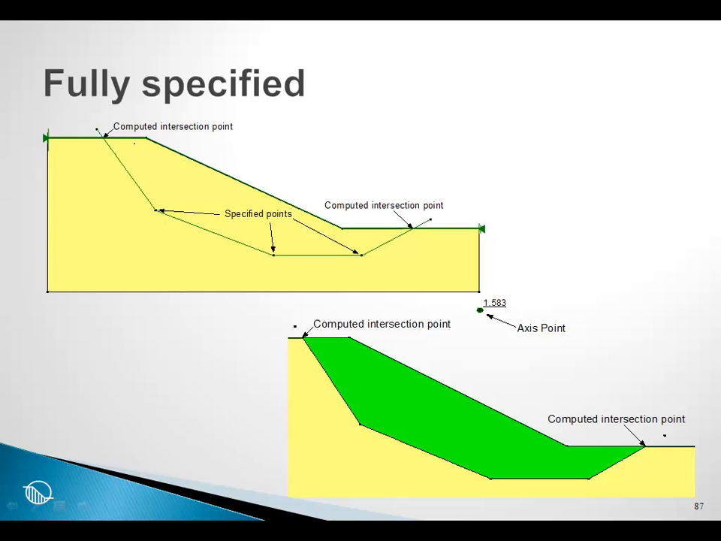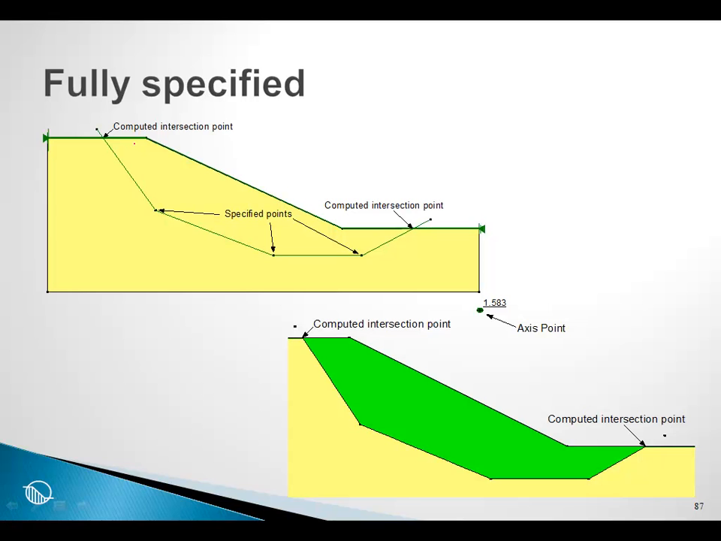Sometimes it is useful to use a piecewise linear fully specified slip surface. Let us say that we already know where the slip surface is. For example, we've had some inclinometers and we know where the slip surface is located. Then this can become a fairly useful technique.